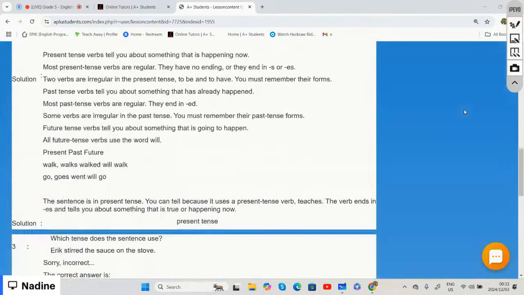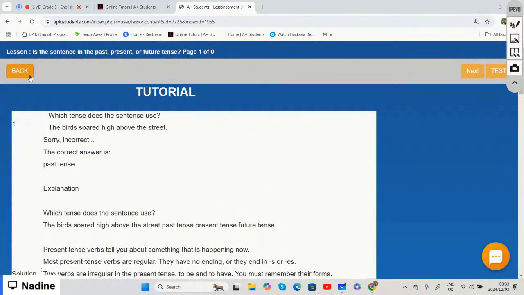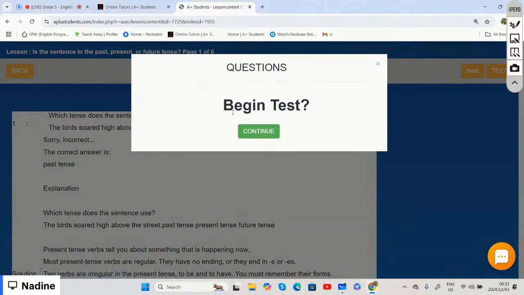All right, so now we're going to our test, where we're going to say whether the sentence is in the past, present, or future tense. Keeping in mind that if a sentence is in the present, our verb ends with an S or ES. If it is in the past, then our verb ends with an ed to show the past tense form. If it's in the future, then we add will in front of our verb to show something that still needs to happen.